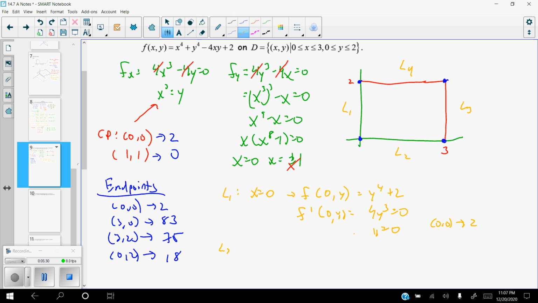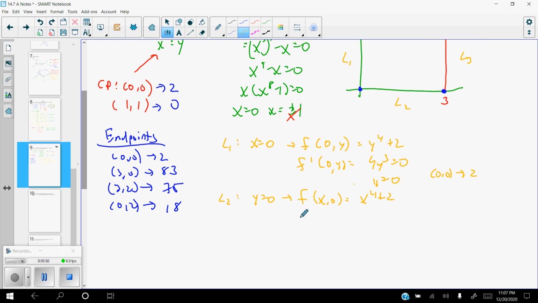Let's do this along L2. That's the x-axis, so that's y equals 0. So if I do y equals 0, that's going to be the function of (x, 0), and that's going to be x to the fourth plus 2. Okay, taking the derivative of that one is going to be 4x cubed. Setting that equal to 0 means that x equals 0. So once again, we have the point (0, 0), which again we know is 2.